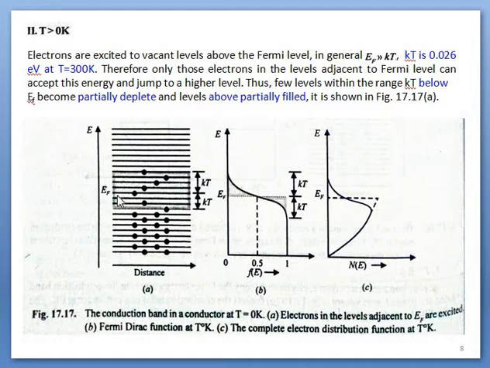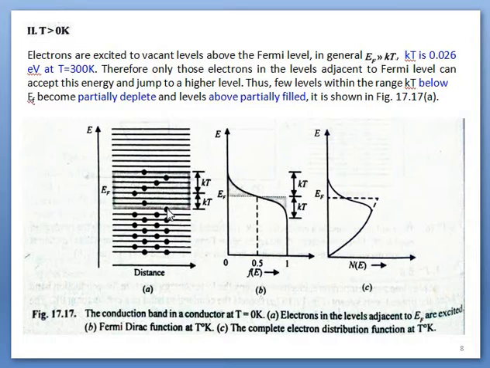By gaining this thermal energy, the energy levels below EF are partially empty, and the upper levels in the energy range of kT are partially filled. There is a change in the distribution of electrons in the range of upper kT and lower kT energy values. It can also be seen in the Fermi distribution function.